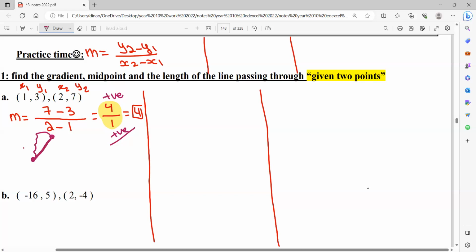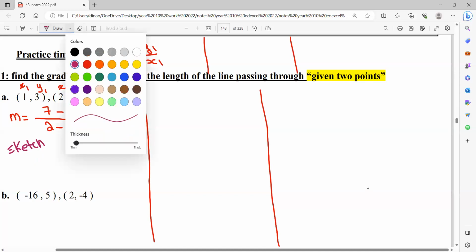So that is my line. So again, let me say this in English. I need you to understand what is meant by the gradient 4 over 1, okay? Or just 4. Now, since the gradient is positive, that means, as we said, that the line from left to right is going up. Now, if I decide to sketch this line, how will this line look like?